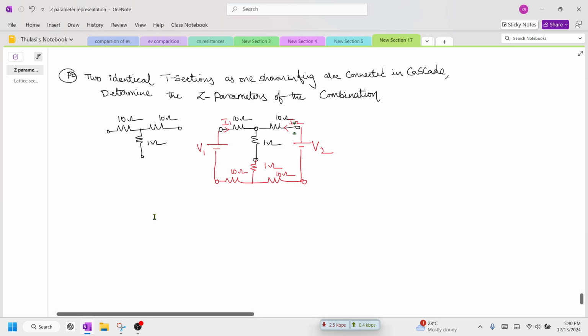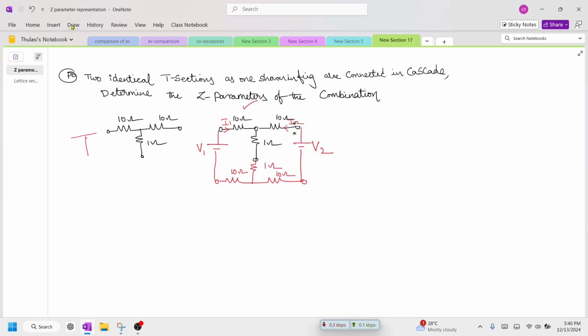Today we are going to solve the problem shown below. Two identical T sections are shown below. They are connected in cascade. So this is the T network which is given to us, consisting of 10 ohm, 10 ohm, 1 ohm, and we need to find out the Z parameters of this combination.